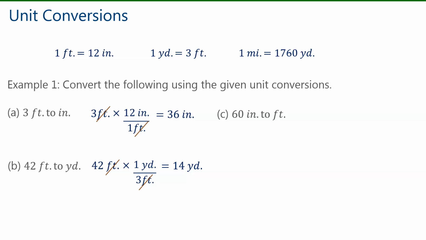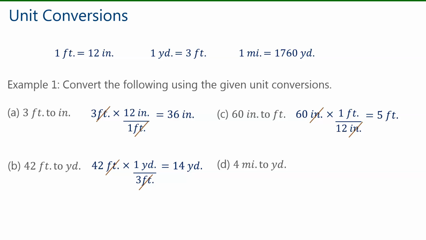Now for C, we have to change 60 inches into feet. So we will use the first conversion again, because this one relates feet and inches. So I'll write 60 inches times. Now in A, I went from feet to inches. In C, I'm going from inches to feet. So you'll notice that I'm going to set up my fraction a little bit differently. I'm going to multiply by 1 foot over 12 inches this time. The fraction is flipped because I want this unit to cancel with this unit. So now I have to do 60 divided by 12, which leaves me with 5 feet.